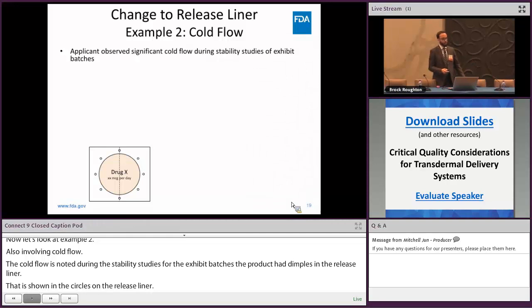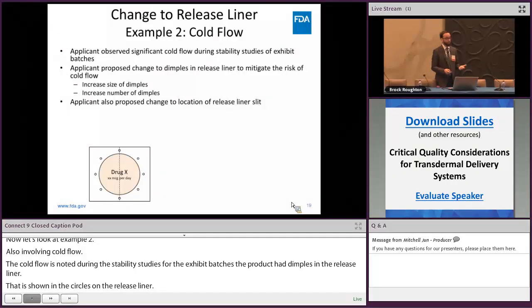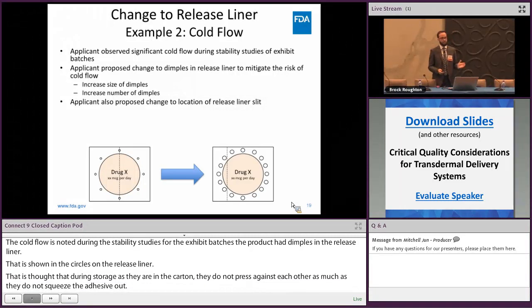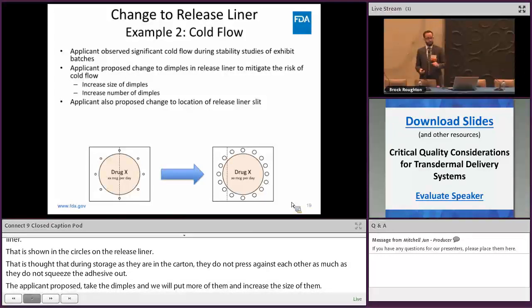So the applicant proposed, we'll take these dimples and we'll put more of them and we'll increase the size of them. And then we're also going to move the release liner slit so less of the system is exposed to that, less potential for cold flow to squeeze out that way.